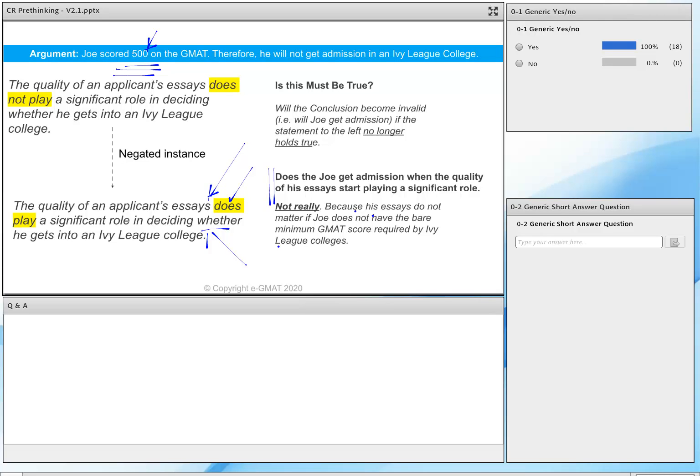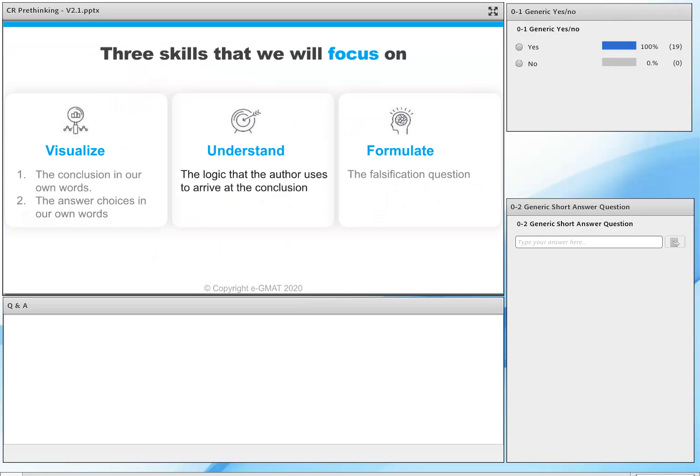Remember, this doesn't say that essays can overcome a low GMAT score. What it says is that whether it plays a significant role or not. And this is why understanding the logic of the argument is really important, and understanding that must be true is really important.